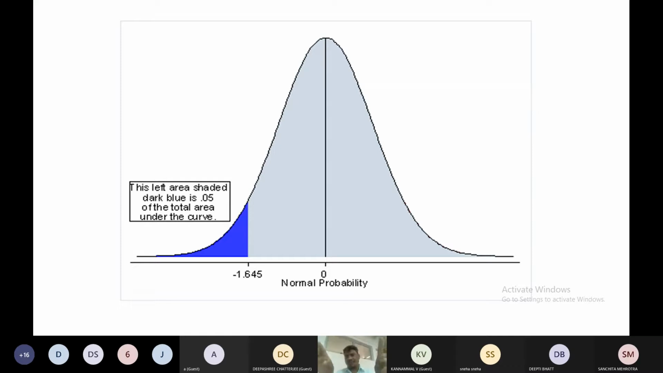So 0.05, 0.01, and 10% is how much? 0.10. 0.01 is 1%, 0.05 is 5%, and 0.10 is 10%. That is fixed.